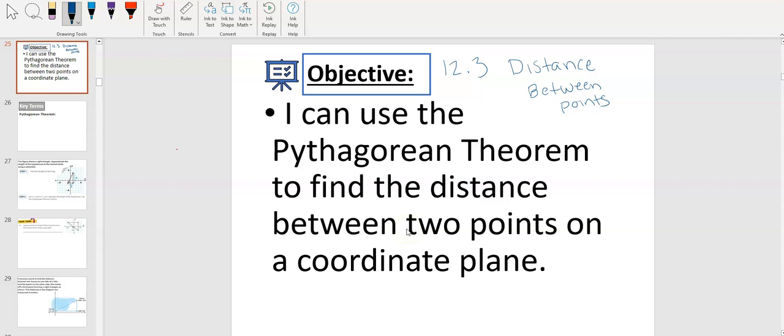All right, ladies and gentlemen, here we go. This is our last lesson, our last set of notes for Module 12. Today, we're going to use the Pythagorean theorem as a tool once more to find the distance between 2 points on a coordinate plane. So let's dive right in.